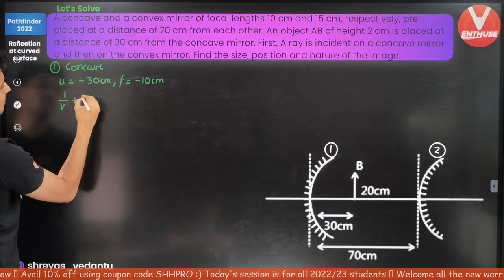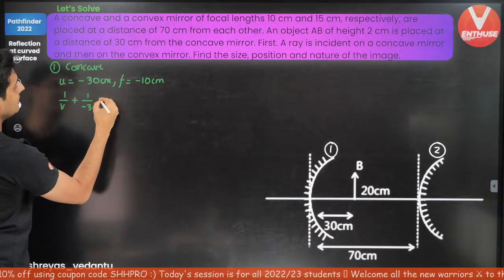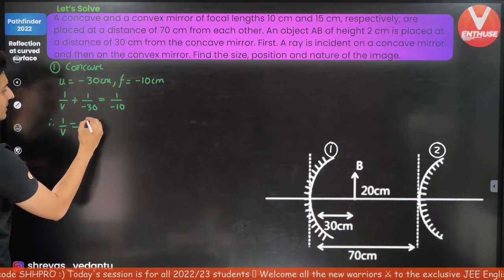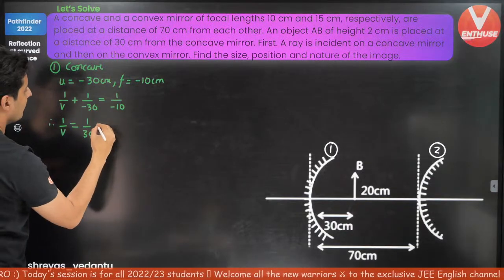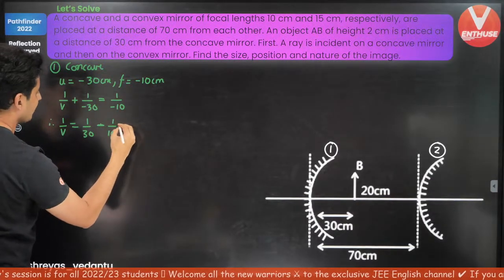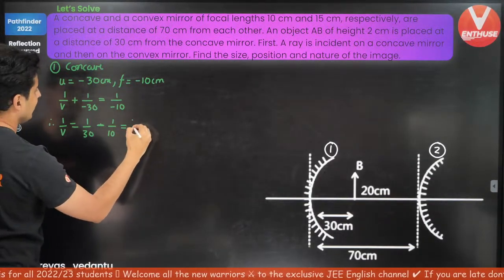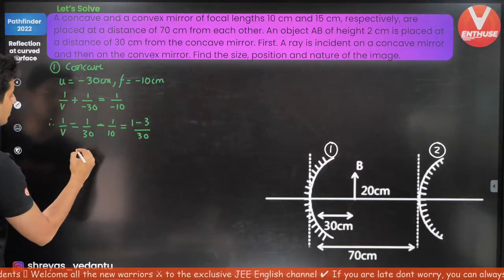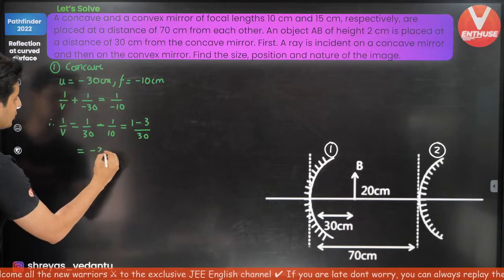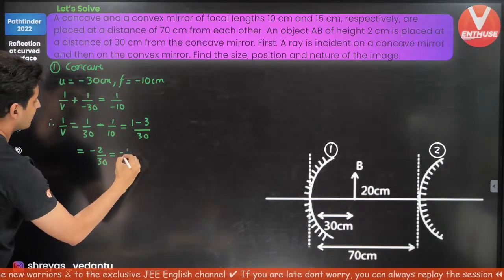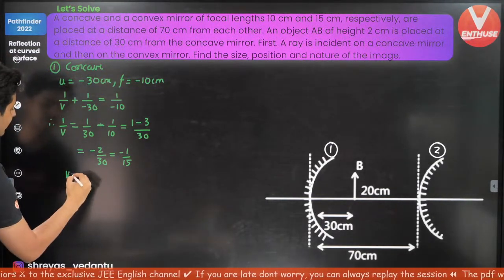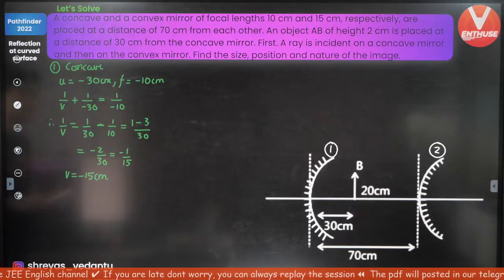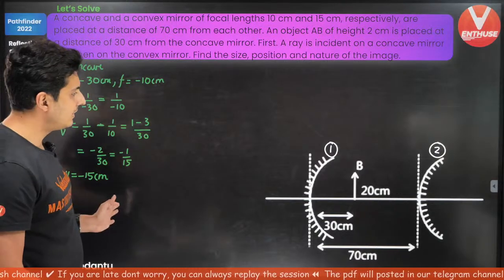1 by V plus 1 by U is equal to 1 by F. Therefore 1 by V is equal to 1 by 30 minus 1 by 10. Taking the LCM, it will be 3 divided by 30, which is nothing but minus 2 divided by 30, which is minus 1 by 15. So V will be equal to minus 15 centimeters.